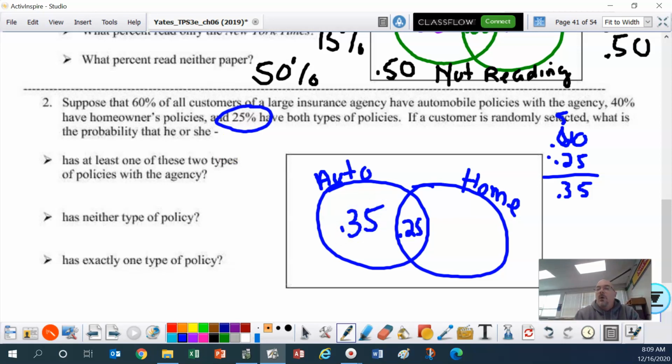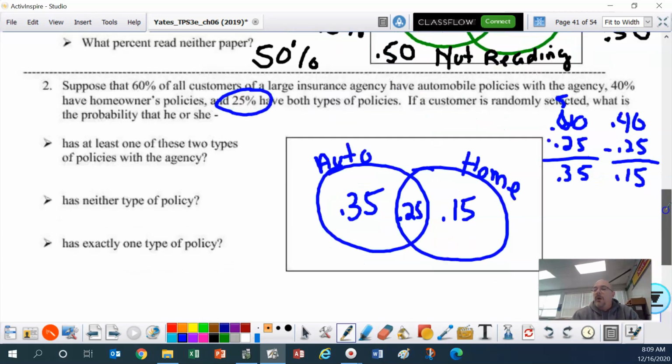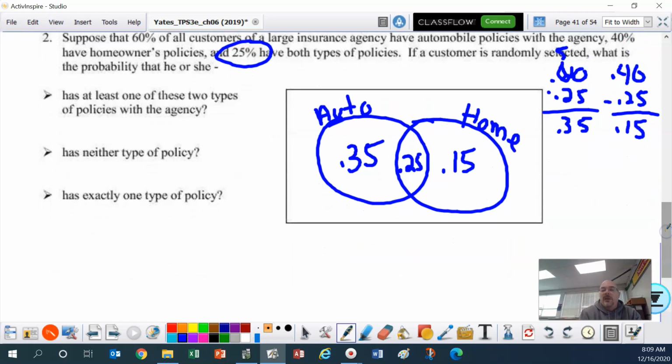Okay, then I'm going to need to do the home, so I'm going to take the 0.40, take away the 0.25. That is going to be 0.15. I've got to make sure I do my math right. Then I'm going to figure out what's left over for the people that do not have it. If I take my 0.35 plus my 0.15 plus my 0.25, 35 and 15 makes 50, and then that would be 75.